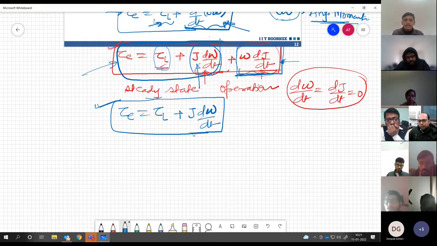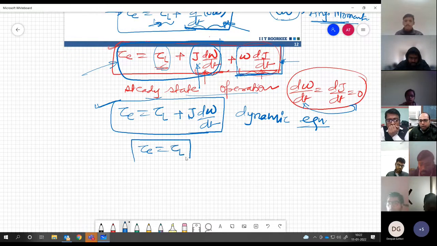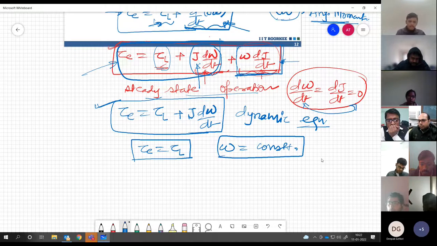So this is the equation we will deal with, and this is the dynamic equation. When I say dynamic equation, what does it mean? It takes care of any change in these quantities. Now, when I say steady state, what does it mean? D omega by dt will be zero, which means our electromagnetic torque will balance the load torque only, and speed will remain constant. You understand the point?